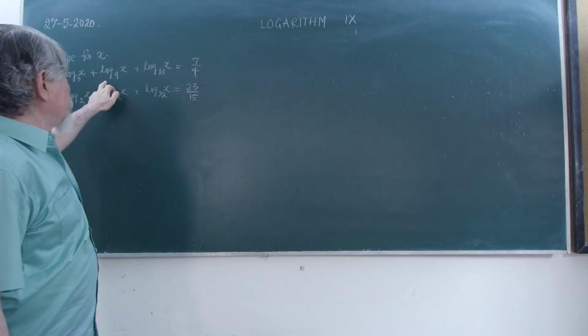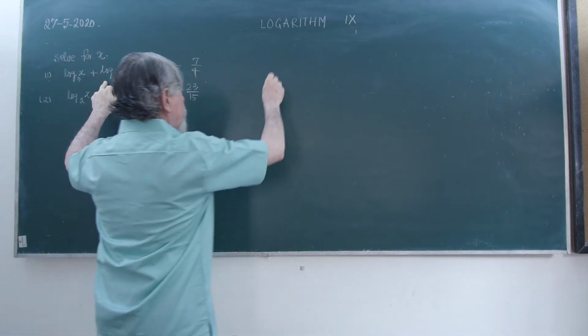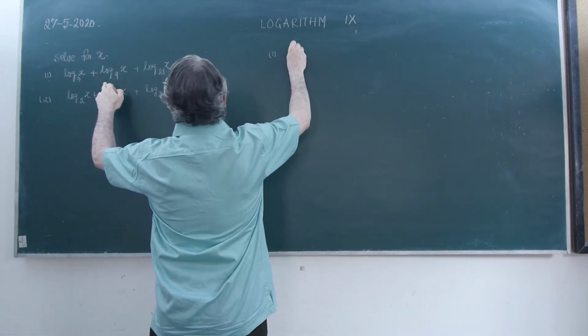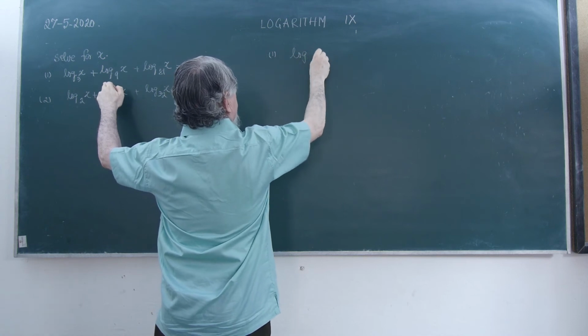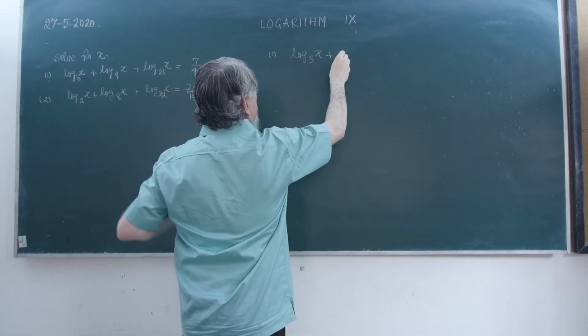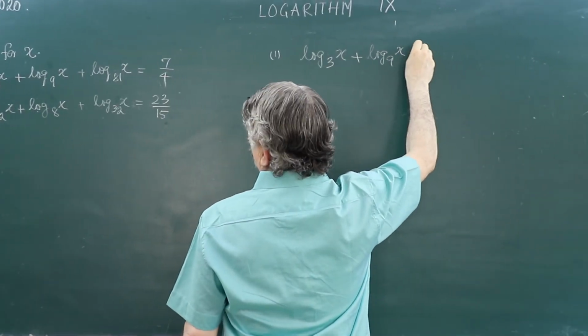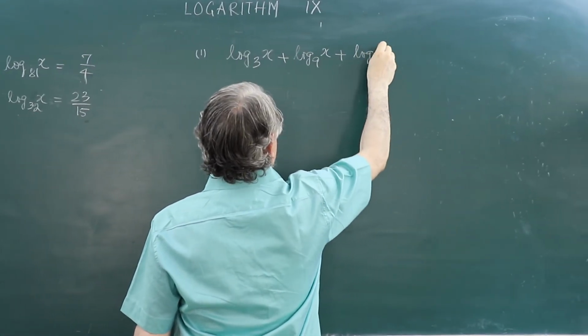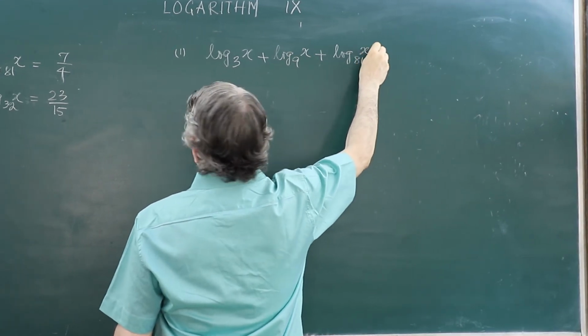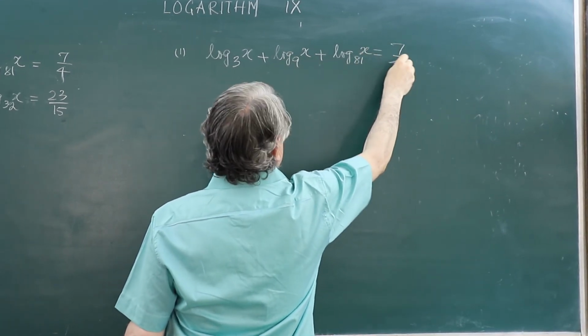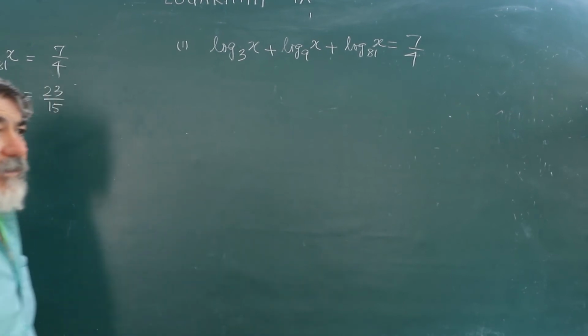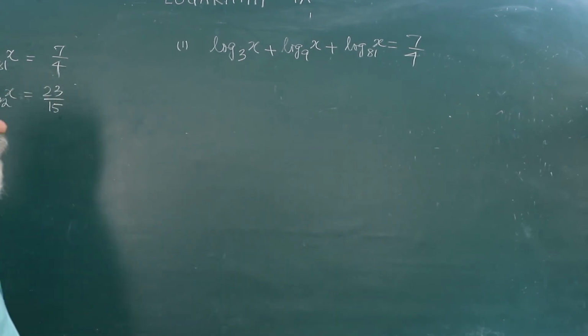For example, in this question number 1, it is given that log x to the base 3 plus log x to the base 9 plus log x to the base 81 is equal to 7 upon 4. I have to prove it to be equal to 7 upon 4. So what am I going to do?